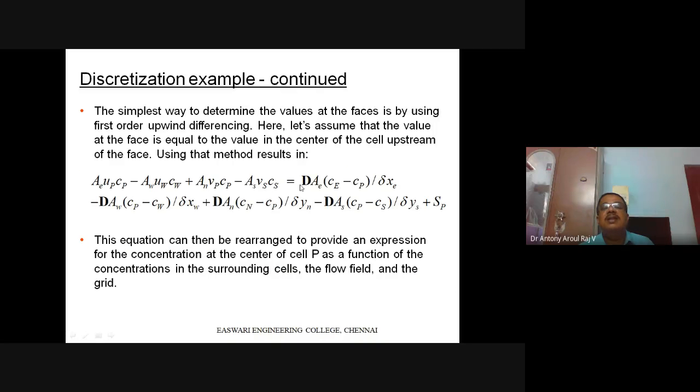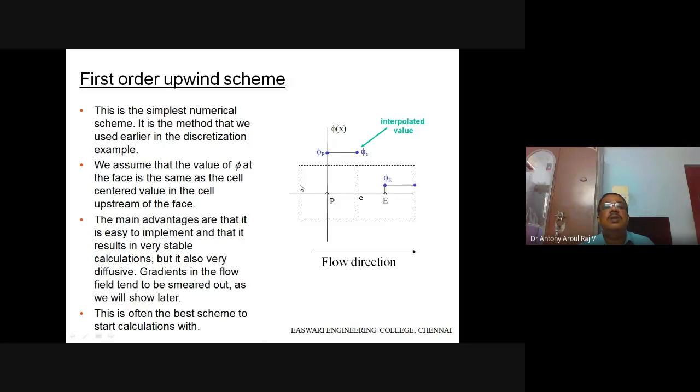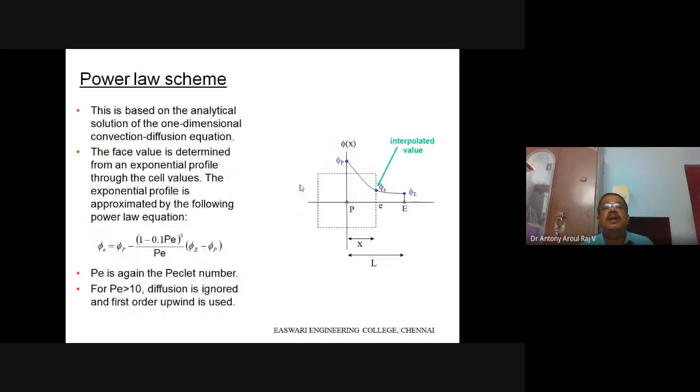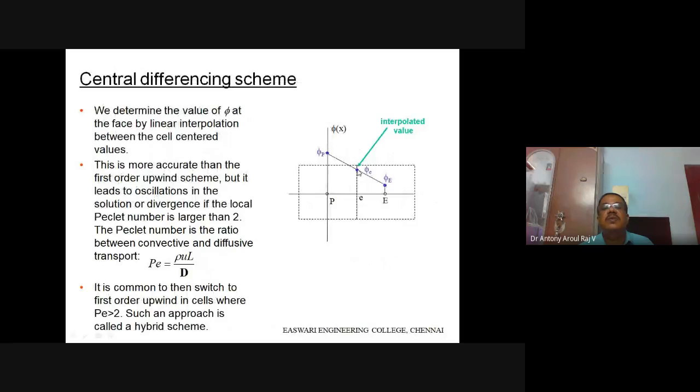So now, if I am going for central difference discretization, at low velocities I will not have a problem, but at high velocities I will. So what is high velocity and low velocity? I have to tell that in terms of the Peclet number. The Peclet number is the ratio of convection to diffusion. Convection is represented by rho u, and D by L represents the diffusion.